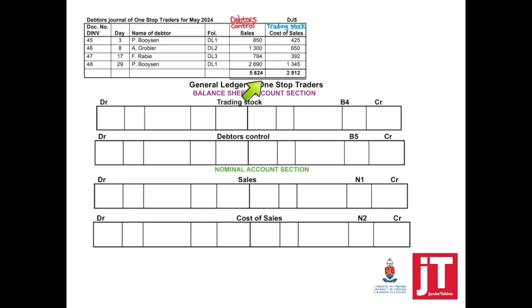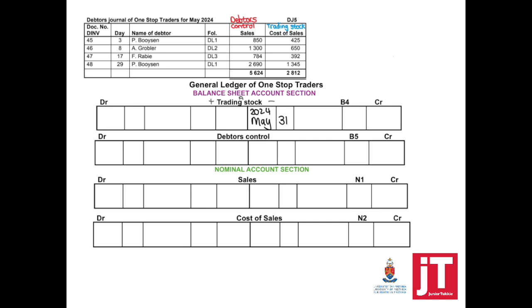Because this is a money column, this must happen at the end of the month, the last day of the month. So even if the date says the 29th, what is the last day of the month when we look at May? The first that we're going to take is we're going to look at trading stock. Trading stock is an asset, plus on the debit, minus on the credit. So when we are selling trading stock, it means that our assets will decrease. We are busy with May 2024 on day 31.